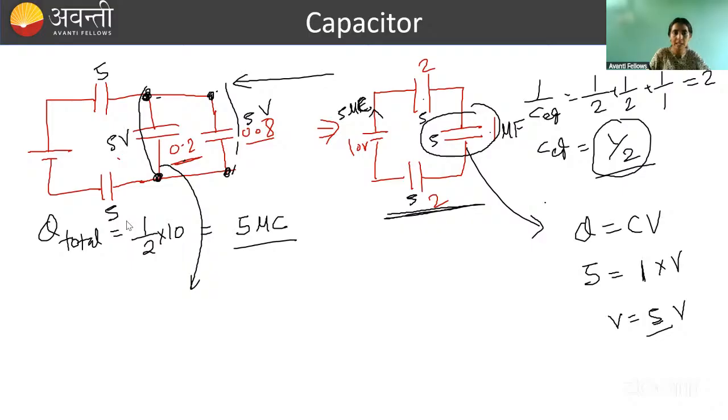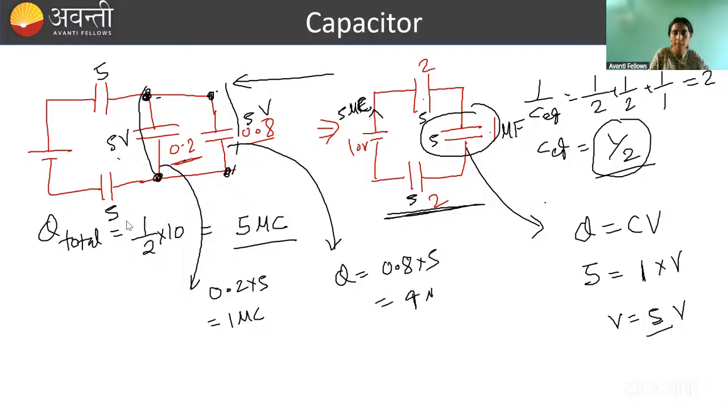0.2 वाले पे कितना charge होगा? Q is equal to CV. C is how much? 0.2 into 5. So that will give you 1 microcoulomb. And what will be the charge on 0.8? On 0.8, charge will be how much? 0.8 into 5, and that will give you 4 microcoulomb.